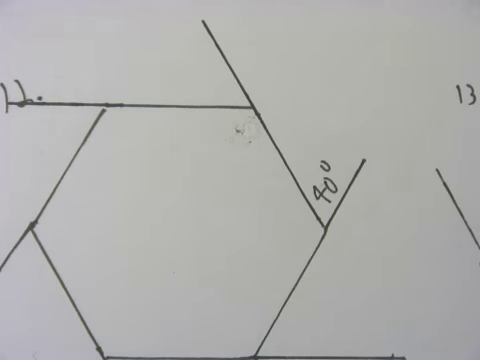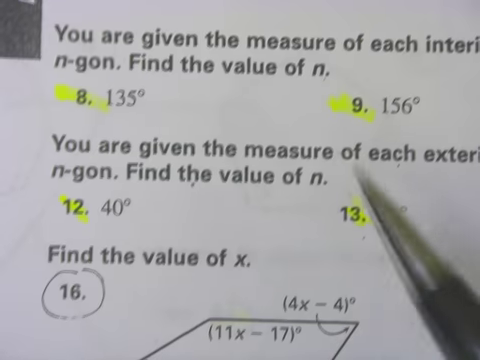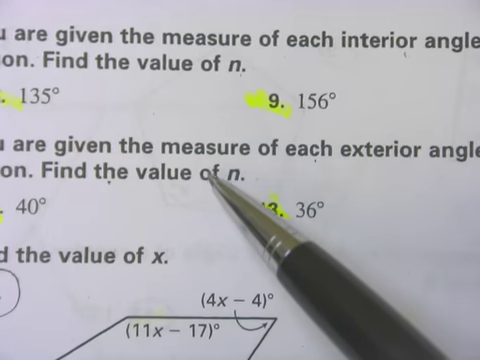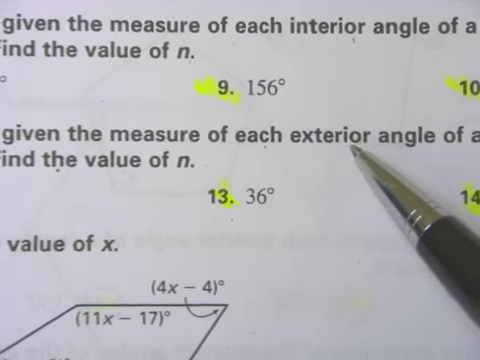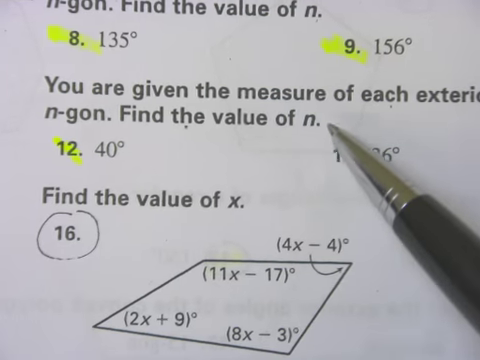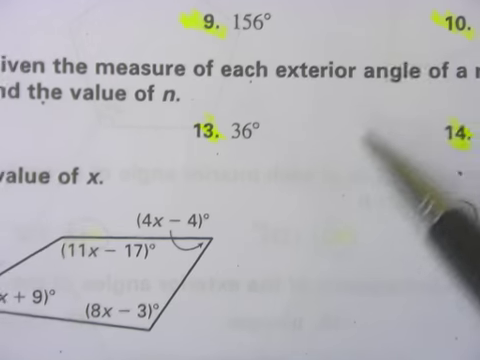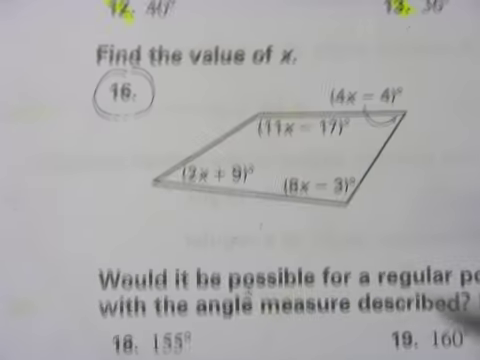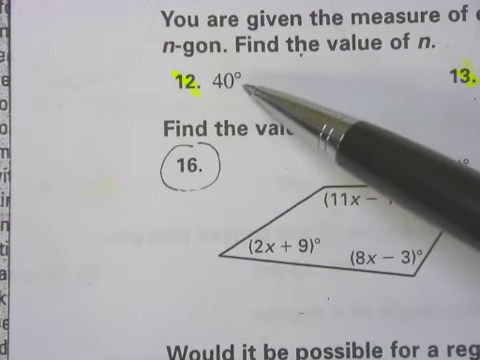Let's take a look at number 12 here. Number 12 is, we're doing a little bit in reverse now. Because for number 12, they're telling us that we are given the what? We are given the measure of each exterior angle of a regular polygon. Find the number of sides. They're giving us the what? They're giving us the exterior angle.